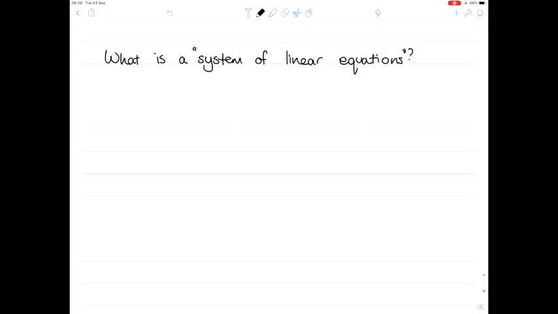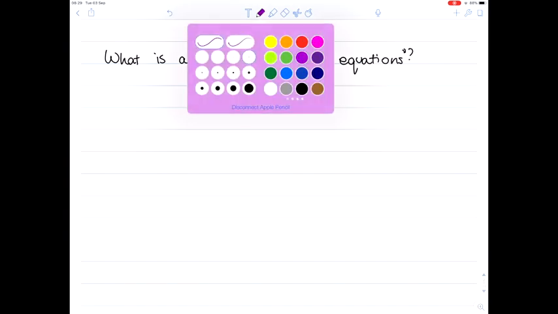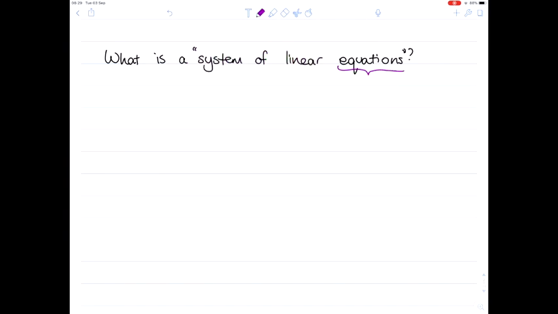So the first thing we need to know is what exactly is a system of linear equations. Well, let's take it word by word. So we all know what an equation is. Really, it's something with mathsy stuff on one side and an equals and more mathsy stuff. So that should be fairly straightforward. The next thing we can think about is what is a system of equations. And a system just means probably more than one.